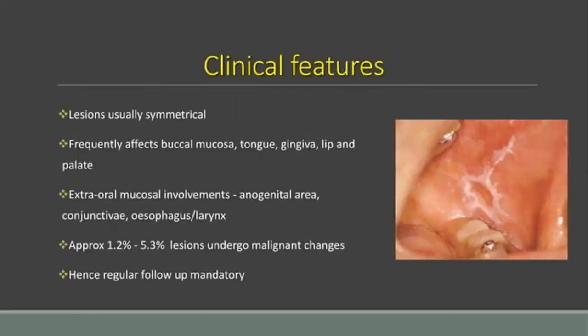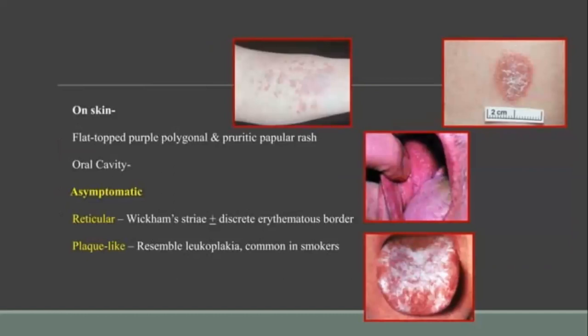Clinical features of OLP: lesions are usually symmetrical, frequently affecting the buccal mucosa, tongue, lip, and palate. Extraoral mucosal involvement includes the anogenital area, conjunctiva, and larynx. Approximately 1.2 to 5.3% of lesions undergo malignant change. Therefore, regular follow-up is mandatory. It could also be seen on the skin as a flat-topped, purple, polygonal and pruritic papular rash.